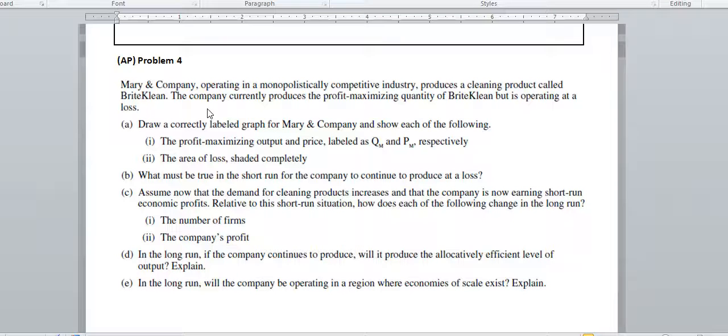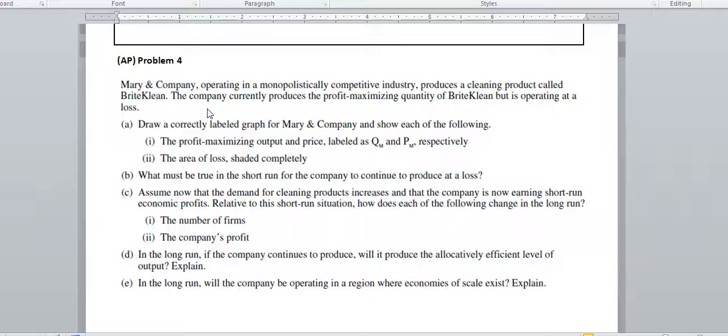And the other thing to remember about both a monopoly and a monopolistically competitive industry is that your marginal revenue curve is going to be roughly double the slope of your demand curve. So it's going to be a steeper slope. So if your demand curve has a slope of -1, then your marginal revenue curve is going to have a slope of -2.